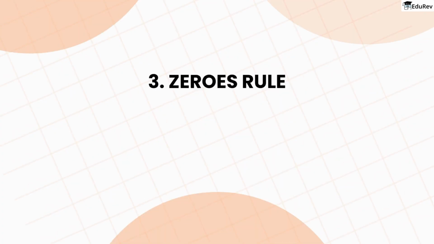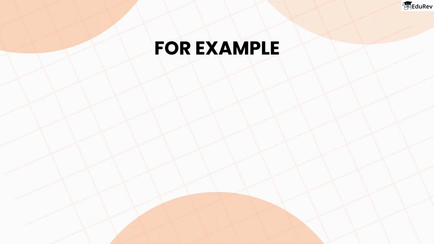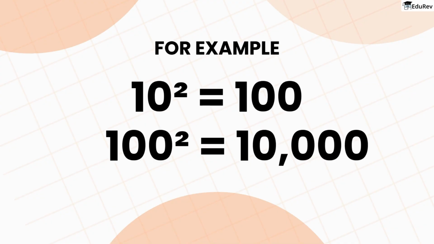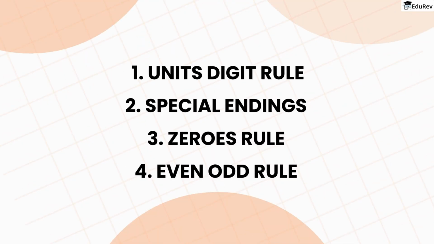Next comes the zeros rule. If a number has zeros at the end, its square will have double the zeros. For example, 10 squared equals 100. 100 squared equals 10,000. And here's the even-odd rule. If the number is even, its square is also even. If the number is odd, its square is odd too. These simple patterns make it much easier to check and identify squares.